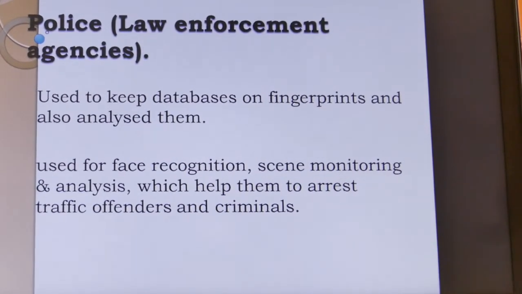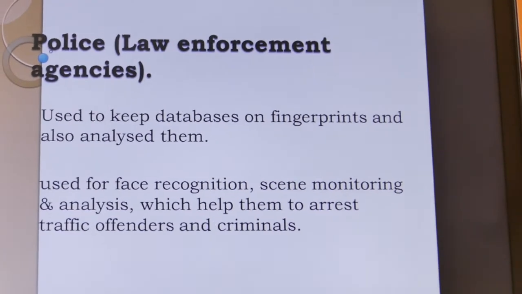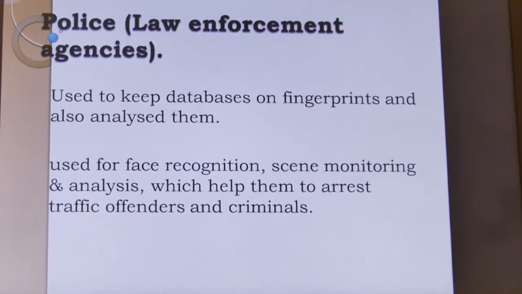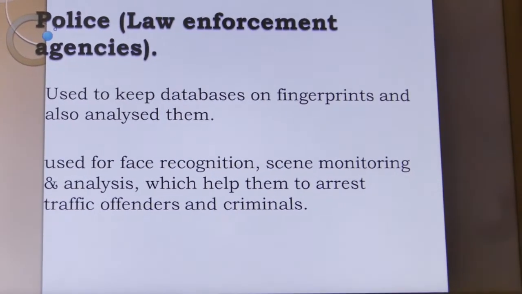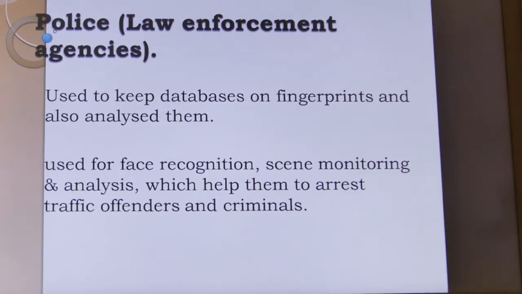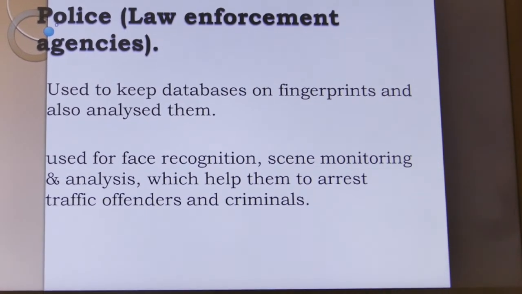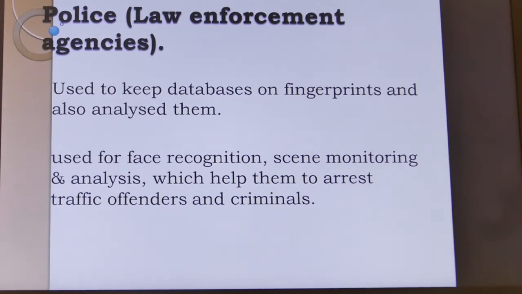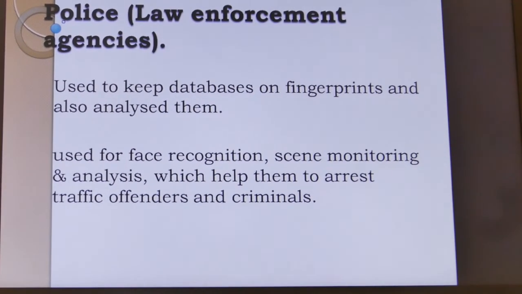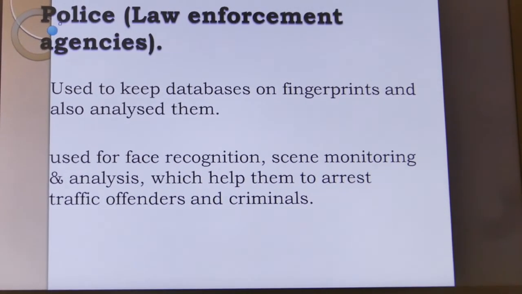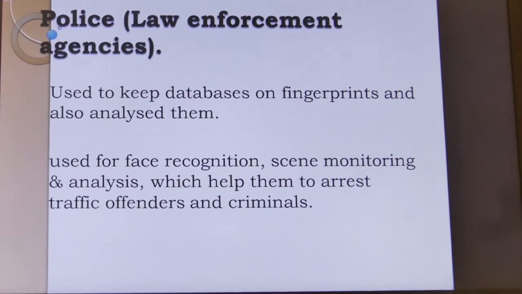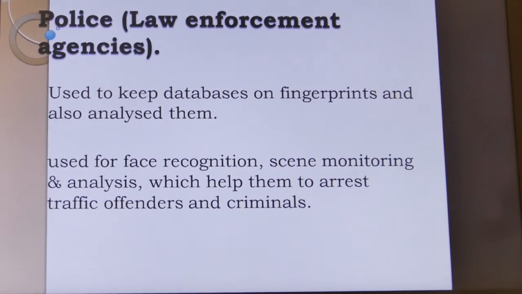In police, they are used to keep a database of fingerprints and analyze them. They are used for face recognition, scene monitoring and analysis. They also help to arrest traffic offenders and criminals by monitoring them.